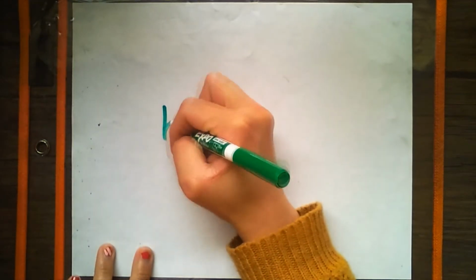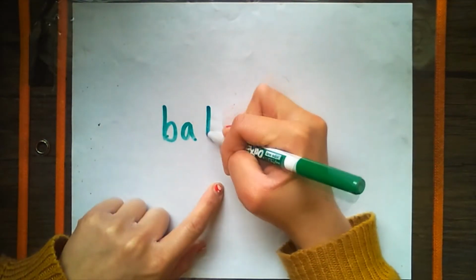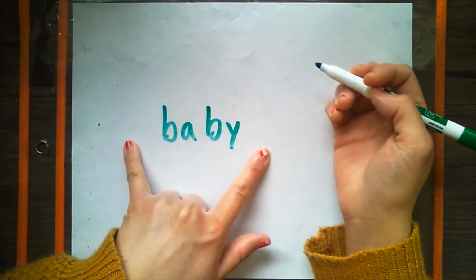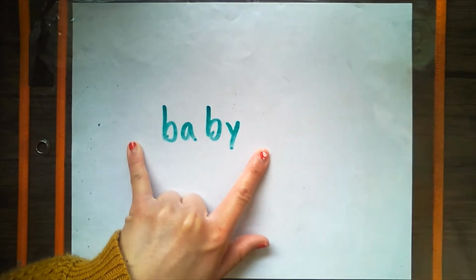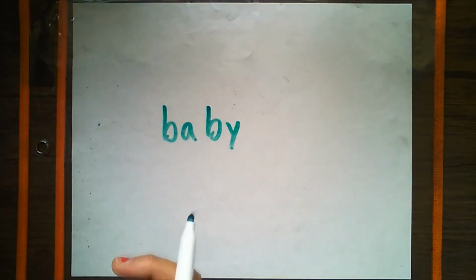Moving on to reading by syllables. Read, bay. Read, bee. Read the whole word, baby. And remember, my friends, when we see a Y at the end and there's more than 1 syllable, the Y will always make a long E sound.